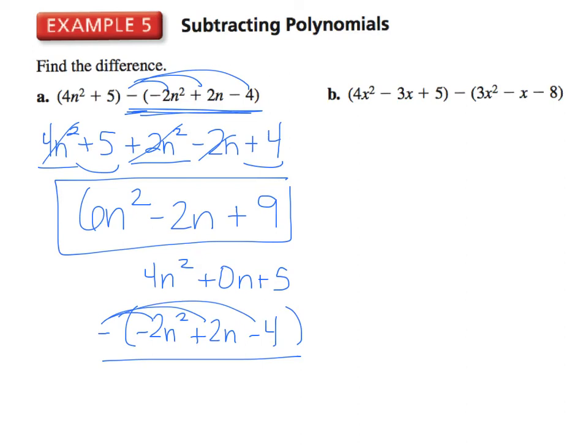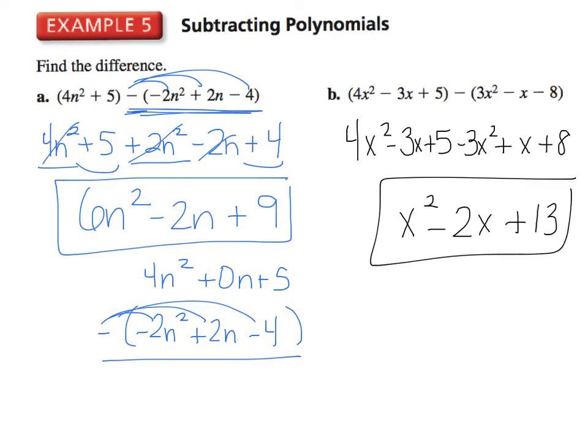So go ahead and pause the video, do B on your own, and see if you get it right. If you did it correctly, you should get x squared minus 2x plus 13.